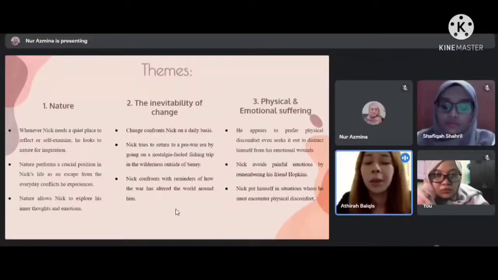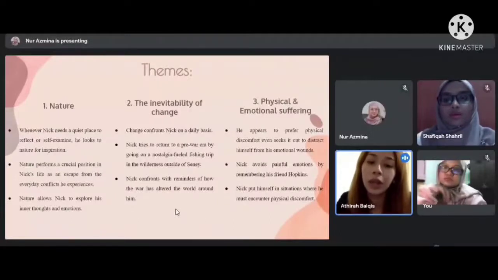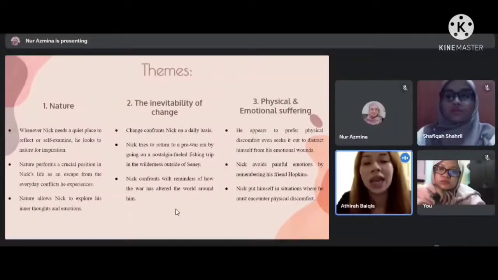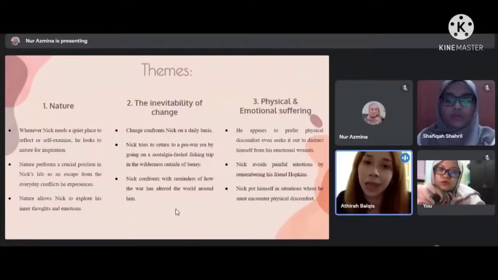Nick also avoids painful emotion by remembering his friend Hopkins, who went away when the telegram came and whom he never saw again. And the last point is Nick puts himself in a situation where he must encounter physical discomfort. The discomfort of his physical struggle distracts Nick from the need to think, and this makes him happy.